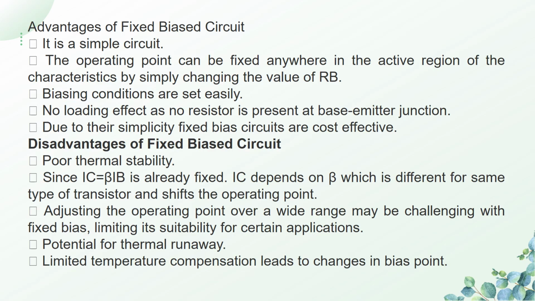The next point is that adjusting the operating point over a wide range may be challenging with fixed bias. It limits its suitability for certain applications. The next one is thermal runaway, which means that whenever temperature increases, the collector current IC increases, which in turn increases the temperature. This process is cumulative and will lead to damage of the BJT. And the last thing is limited temperature compensation leading to changes in bias point. There is no compensation provided in this circuit, so the bias point will easily be shifted.